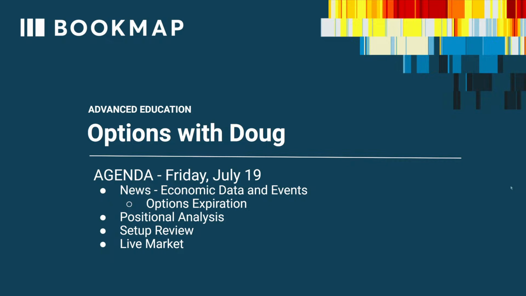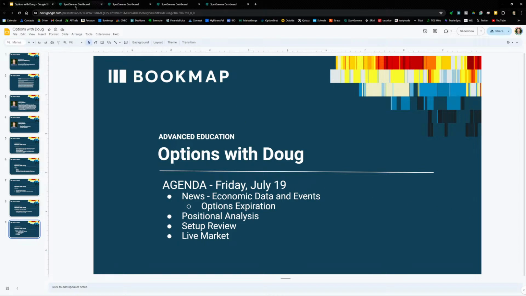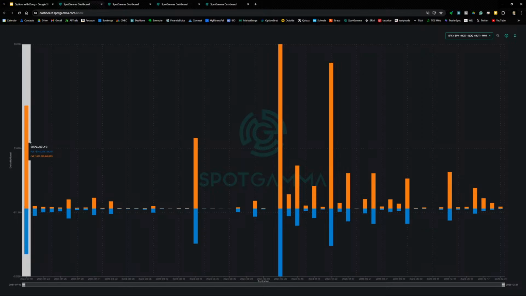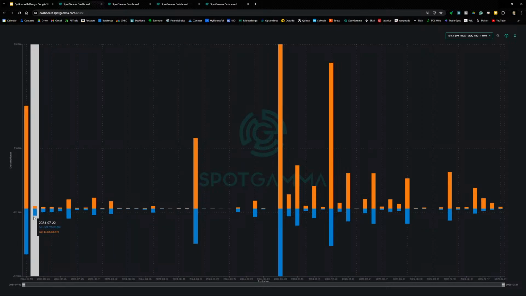All right, let's start with news for today. Of course, today is the monthly options expiration. Let's take a look at the options expiration concentration. What this chart is showing is delta notional on the vertical axis. The orange bars are showing call delta notional. This is July over here. So call delta notional positive and blue delta notional negative. So you can see that it is a call dominated options expiration, but not nearly as call dominated as it was earlier in the week.